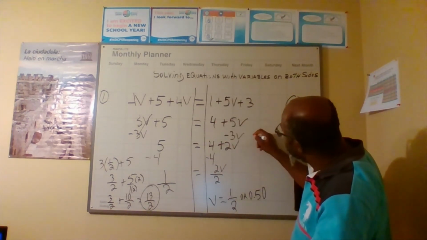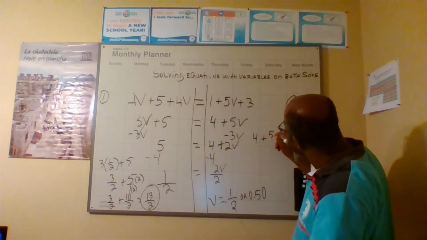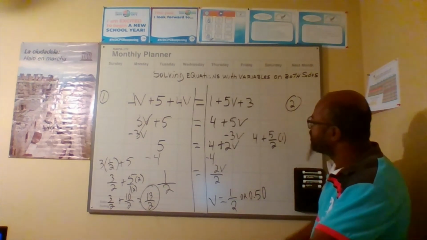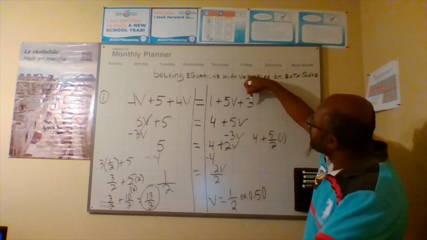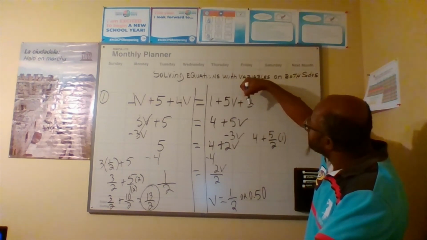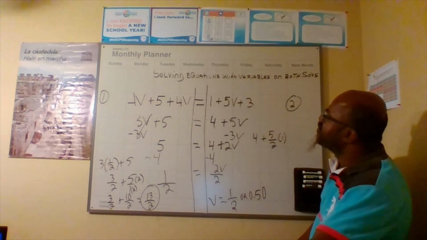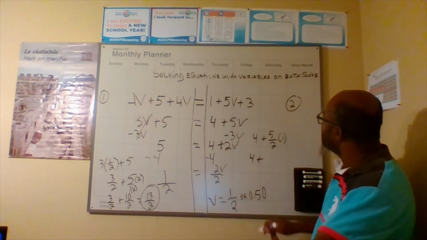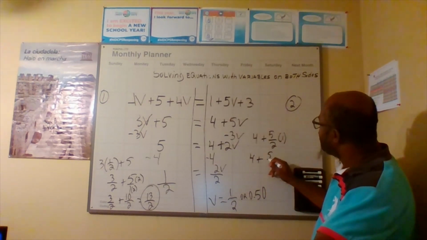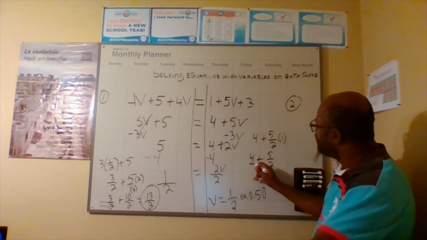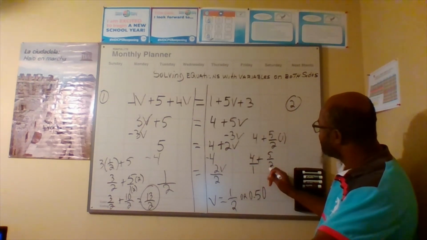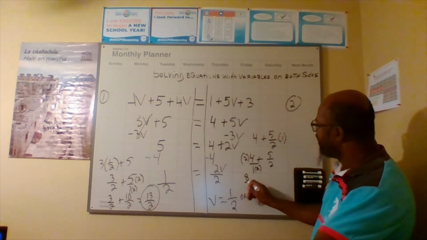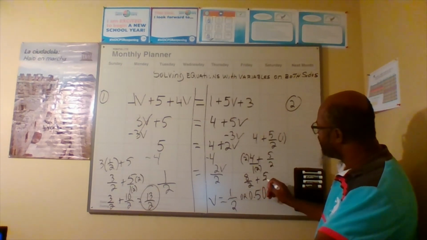If I come here, I have 4 plus 5 times 1/2. Remember, this is a 4, and this is that. So when you do this, that's what you will have to do. You will have 4 plus 5/2. You want this to be over 2, so you multiply this by 2, and you have to multiply this by 2. On that side, you will end up with 8/2. On that side, you will end up with 5/2.